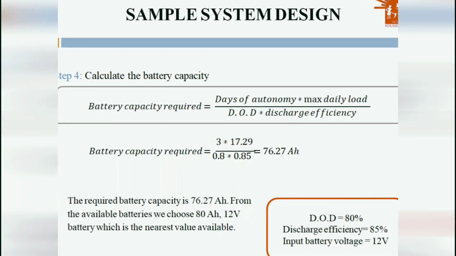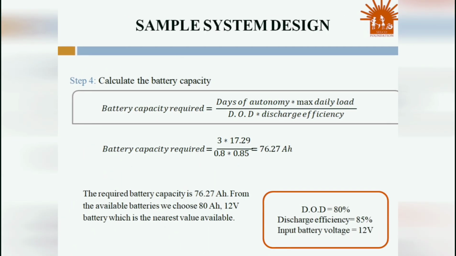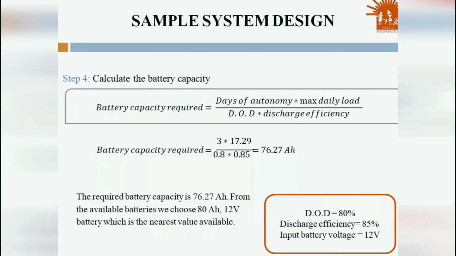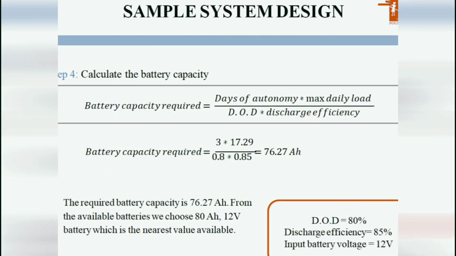So the battery rating that we require is 76.27 ampere hour. But the available rating of the battery in the market is 80 ampere hour 12 volt. So we choose an 80 ampere hour battery.